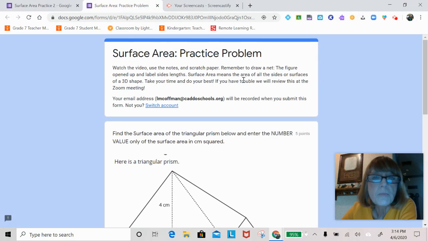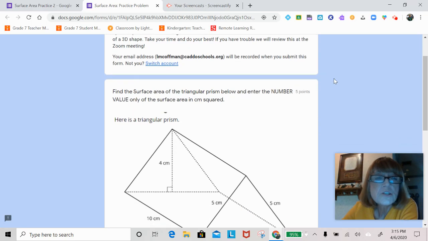It says here, remember, you can draw a net, the figure opened up, and label the side lengths. Surface area means the area of all the sides or surfaces of a 3D shape. And we're not having a Zoom meeting. I'm going to change that before I post it. All right. So here we go.